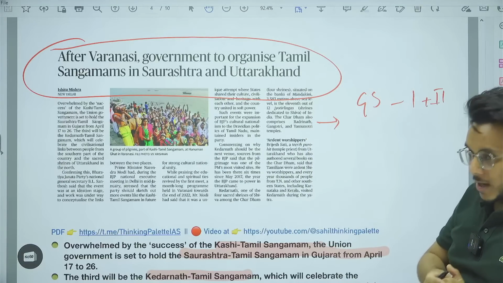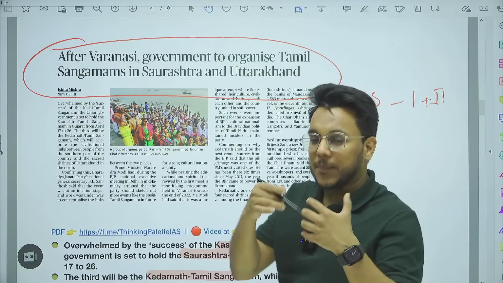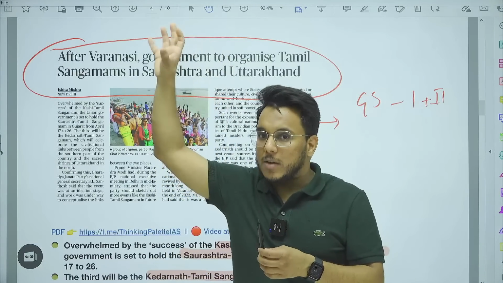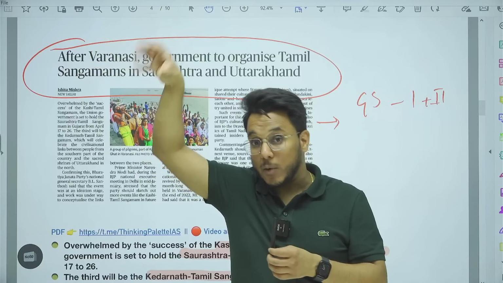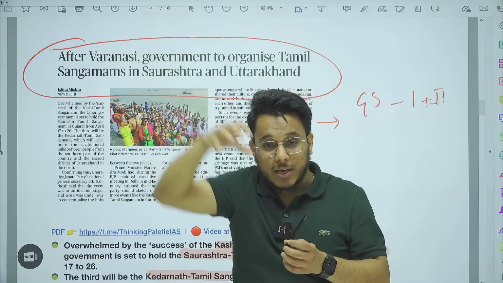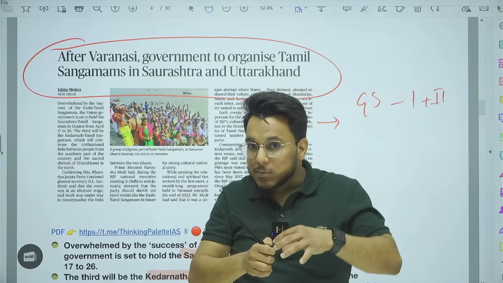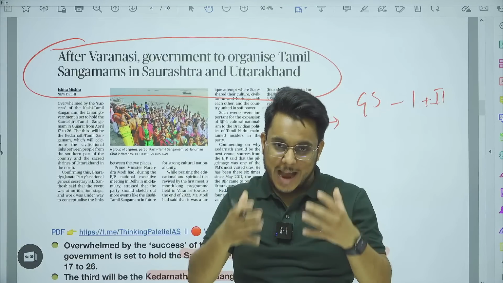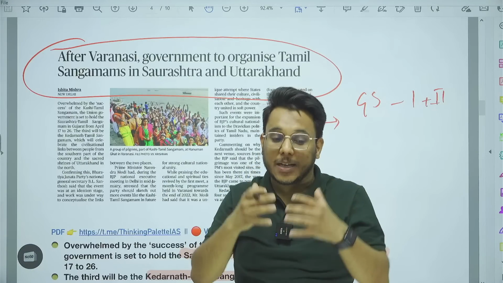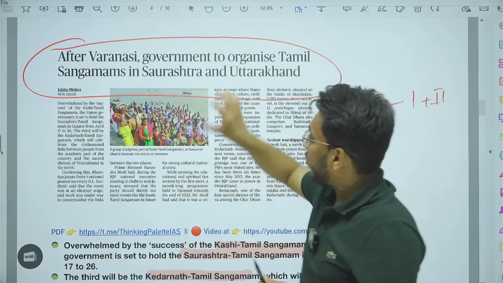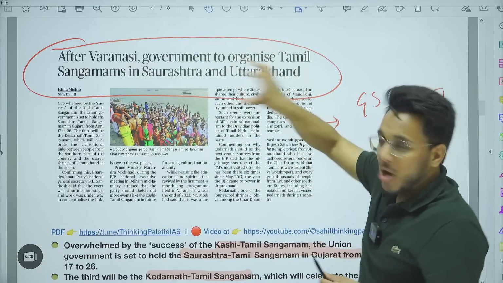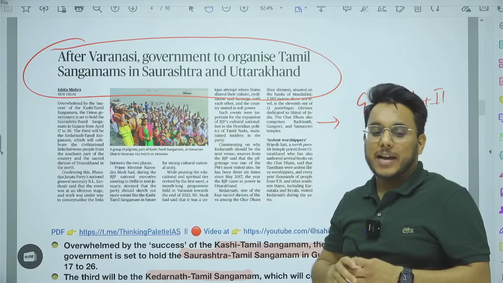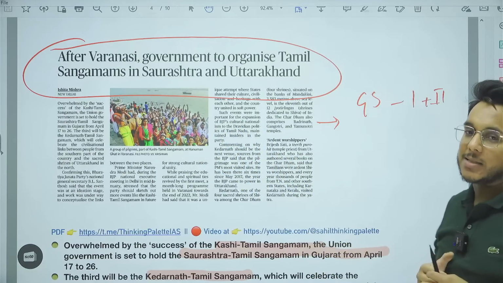Kashi is the ancient name of Varanasi. What was this Kashi Tamil Samagam? People from North India, particularly Varanasi, would go to Chennai, Tamil Nadu, and people from Chennai would go to Varanasi, so that they could come to know about each other's culture. That was an attempt to bring cultural integration in India. Kashi Tamil Samagam has already happened, and on its success, the government has now decided that more editions of such an exercise will be brought.